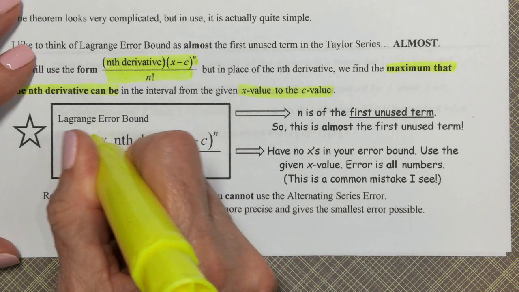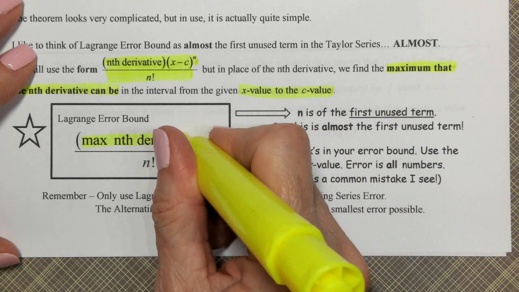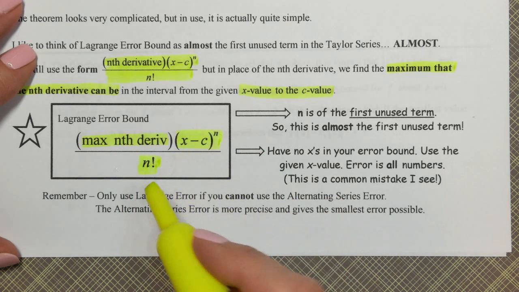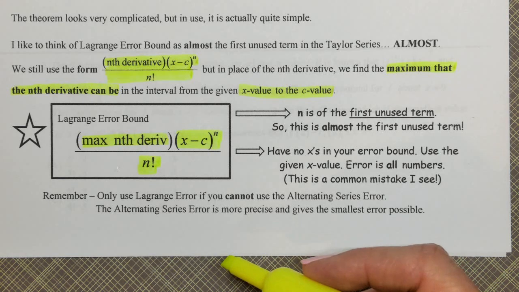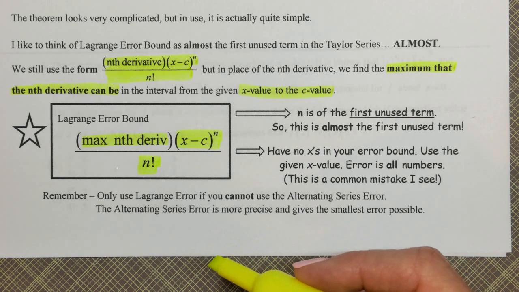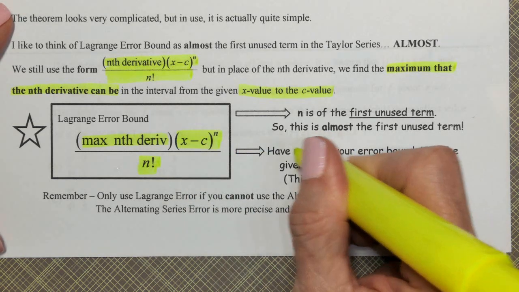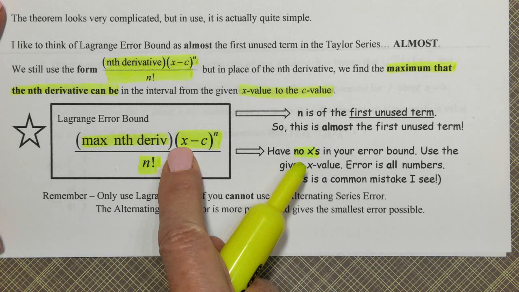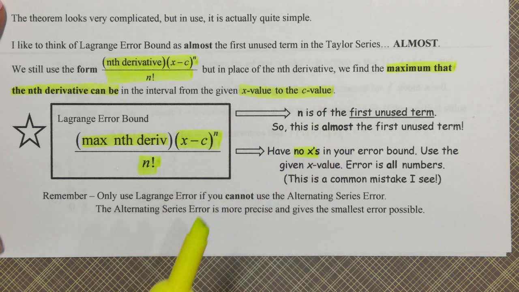So every Lagrange error bound will have this form: the maximum nth derivative in that interval, times x minus c to the n, divided by n factorial. Here I'm using n to be the first unused term, the n of our next term. One thing that I've seen kids make a mistake in is that they still put x's. You will have no x's in your error bound. You're always going to fill that in with a number. It'll be the number that they tell you to approximate the function value at.